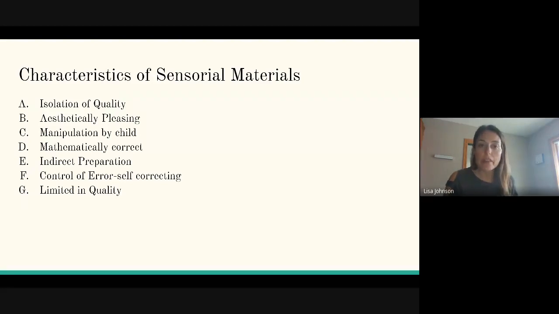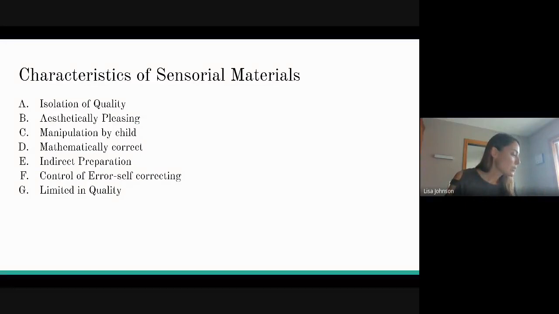And then we also have aesthetically pleasing, right? By offering materials that are well made and of high quality, they are pleasing for the child. That's part of our sort of seduction to get the children using the materials. Also, the possibility of manipulation or activity. Materials should be manipulated by the child. In the primary room, they are in that sensitive period for movement, and they love to manipulate those materials.